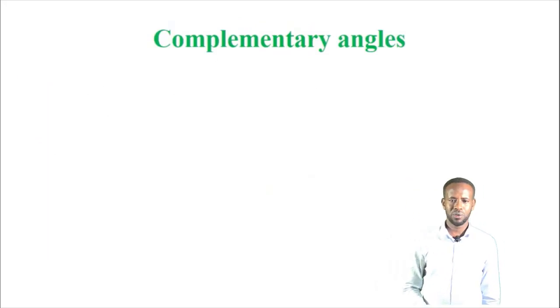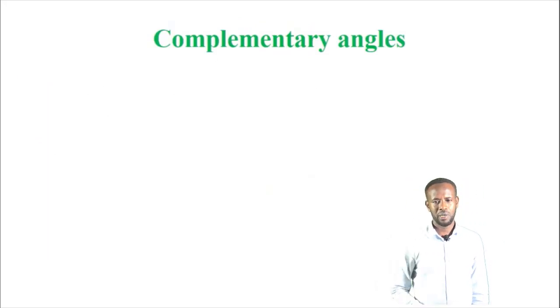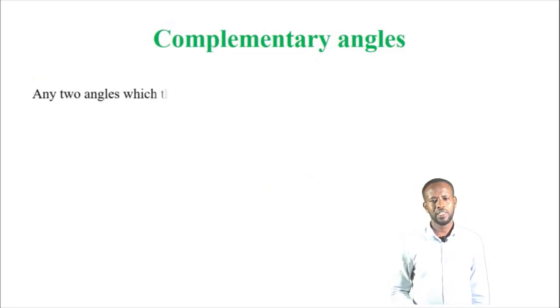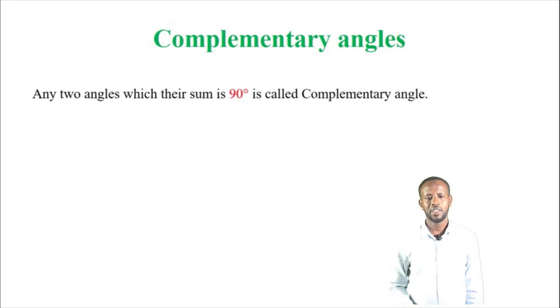Okay, we now return to our lesson and begin complementary angles. Any two angles whose sum is 90 degrees are called complementary angles. Laba xaglood oo kasta oo la isku daro hadday wadartoodu noqon 90 degree, xaglaha waxay noogu yeedhaan complementary angles. We will call them that, okay?